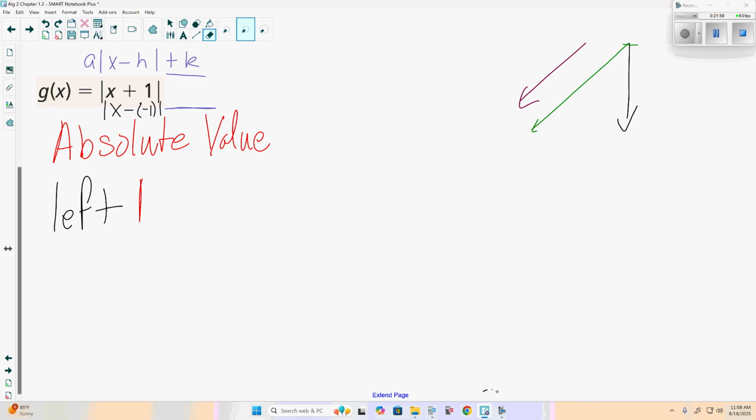We're not going to talk about it in 1.2, but in 1.3, we will talk about horizontal stretch or shrink, and it's still the opposite of what we think. Because it's going to look like a stretch and it's going to be a shrink. It's going to look like a shrink and it's going to be a stretch. Questions on up, down, left, right? We good with these here?